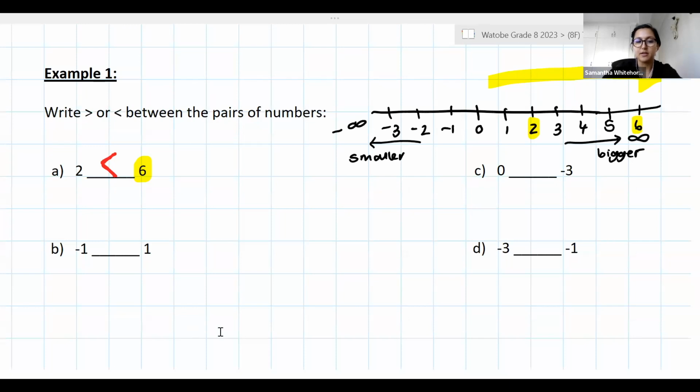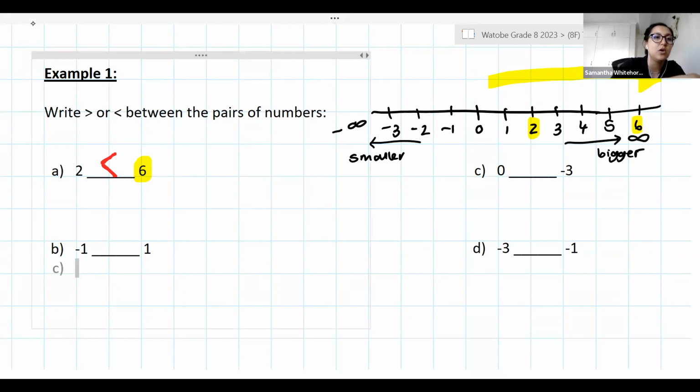Okay. Oh, no, there we go. Ma'am, B equals to what? Okay, so remember, which number is bigger in B? Is -1 bigger or is 1 bigger? Which is the bigger number?